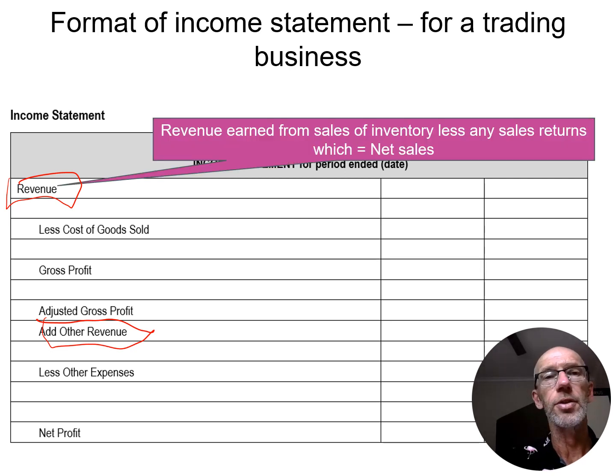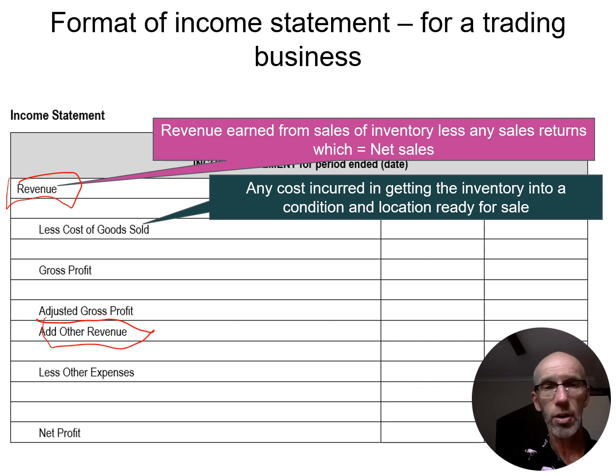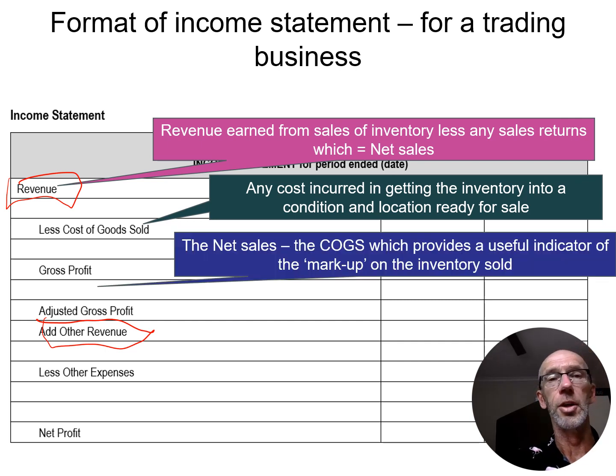So revenue is simply the amount earned from the sale of our inventory. Again, this is for a trading business, minus any sales returns, which gives us a net sales calculation. Then we have our COGS heading, which will list and report any cost incurred in getting the inventory into a condition and location ready for sale. So the main one there will be cost of sales, but we might also have some freight, some cartage, some insurance on delivery. And then we can calculate our GP, which is our net sales minus our total COGS.